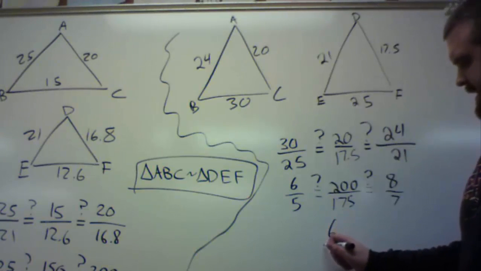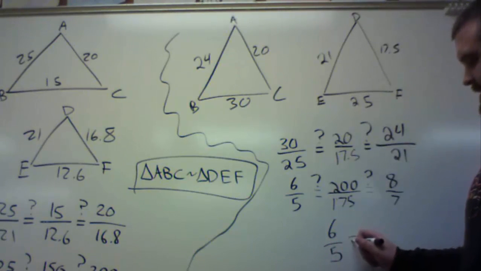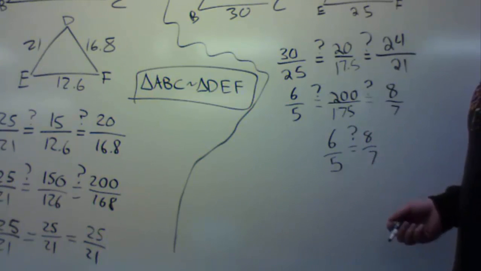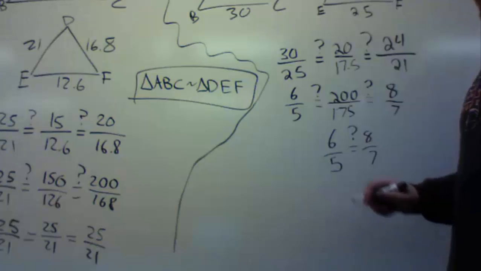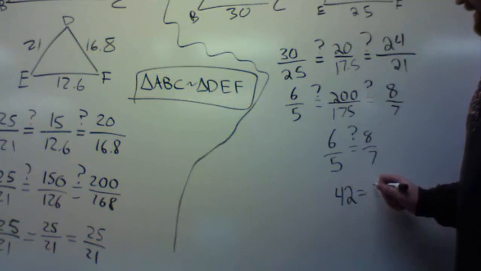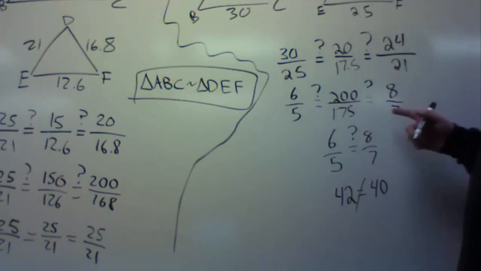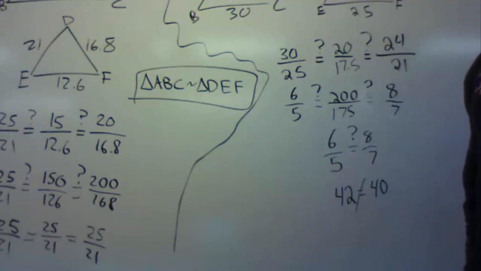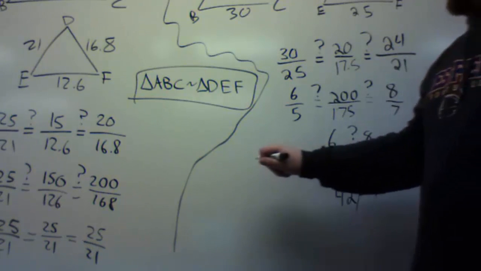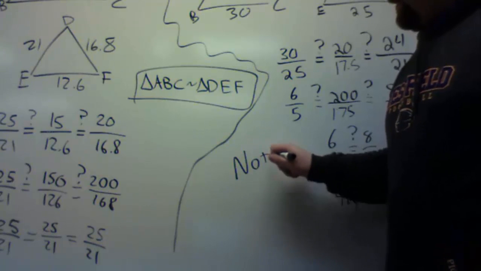Let's just verify. 6 to 5, does it equal 8 to 7? Well, if it does, the cross product should work out. So 6 times 7 is 42. 5 times 8 is 40. That doesn't work. These two aren't the same. All I need is one set of sides not to be the same, and I can automatically now say not similar.